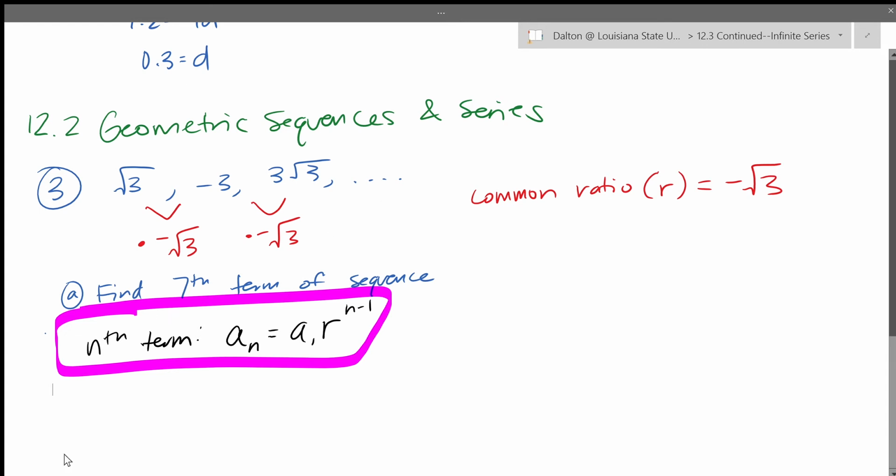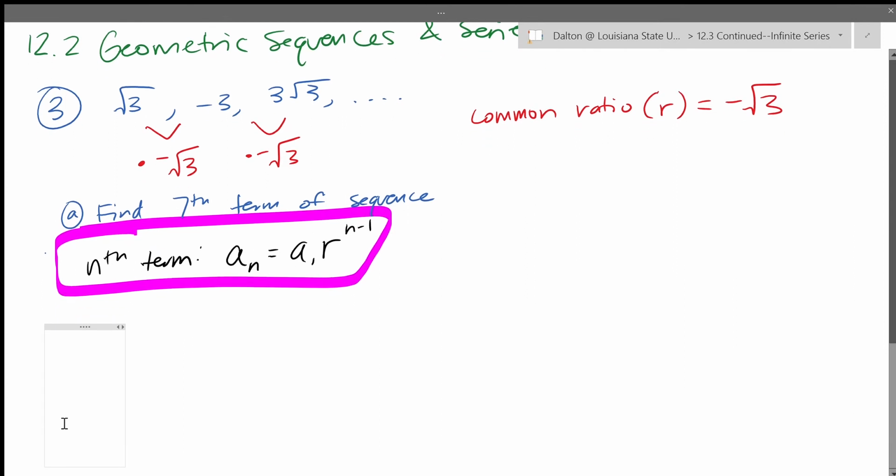If we use this to find the 7th term, that would be a sub 7 equals a sub 1, your first term. Our first term is the square root of 3, times r to the n minus 1. We already established that the ratio was negative square root of 3, to the n minus 1. Again, n is 7, so that'll be to the 7 minus 1 power. Now, it's crucial that you put this negative square root of 3 in parentheses because all of that is being raised to the n minus 1, right? All of r is being raised to the n minus 1.